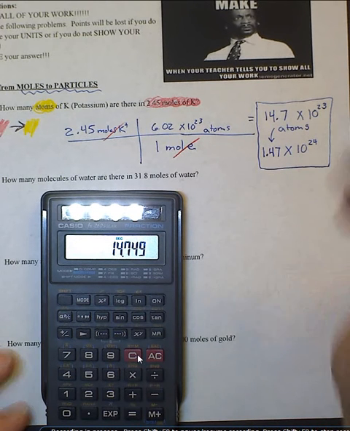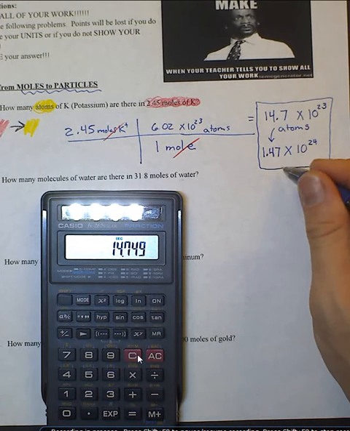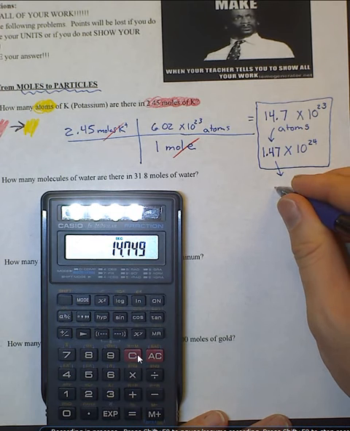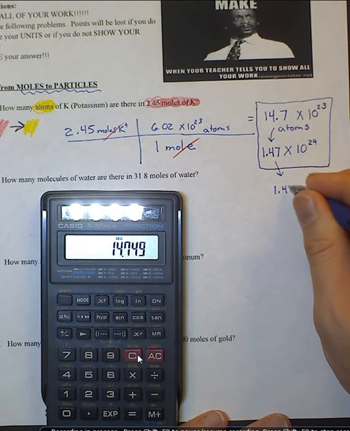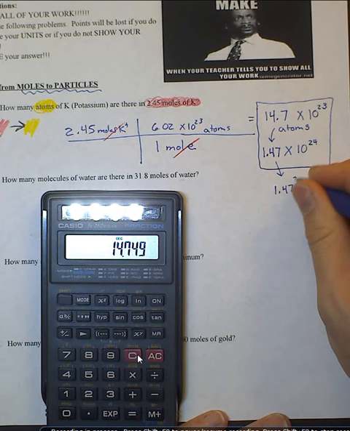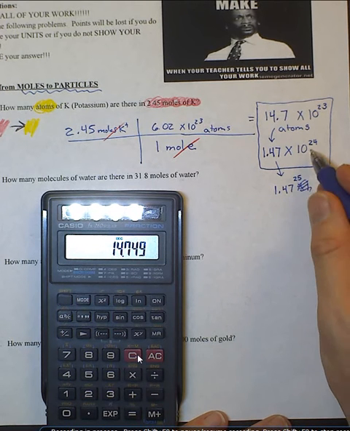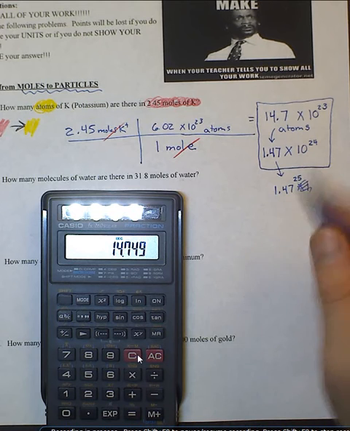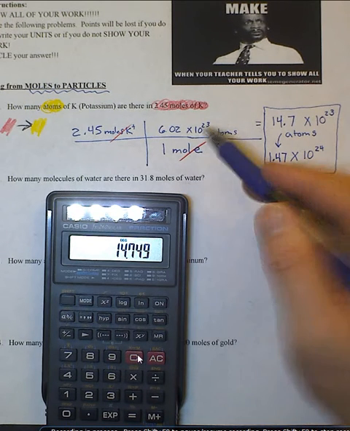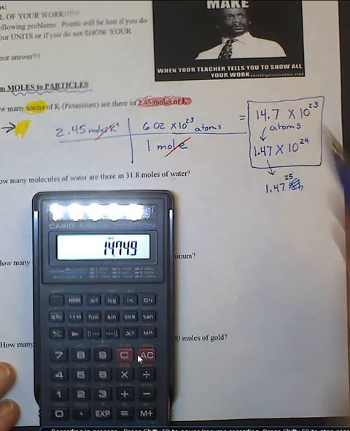The other thing it might say, depending on which calculator you're using, is 1.47 E 25, just getting rid of the 10. Okay? I would just not bother putting this into a calculator. This answer is fine right now. I think that's the best thing to do.